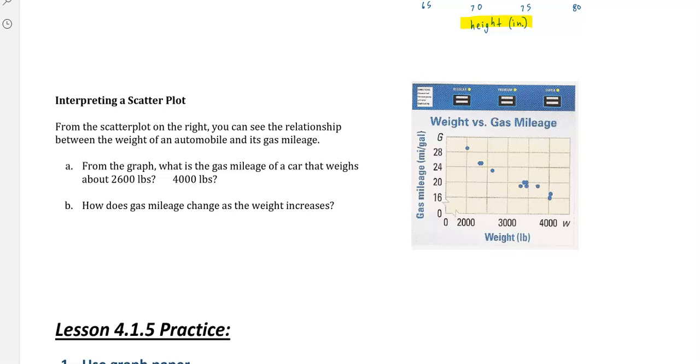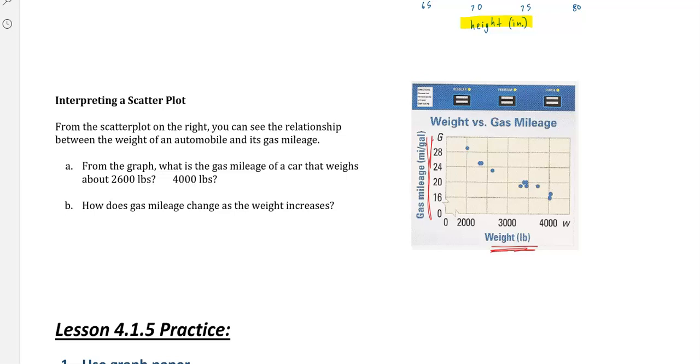Okay, now if we are interpreting a scatter plot, and interpreting means reading it, making sense of it, and gaining information from it, we can take a look at this scatter plot here. To the right, you can see the relationship between the weight of an automobile and its gas mileage. Here we have the weight of the automobile and its gas mileage in miles per gallon.